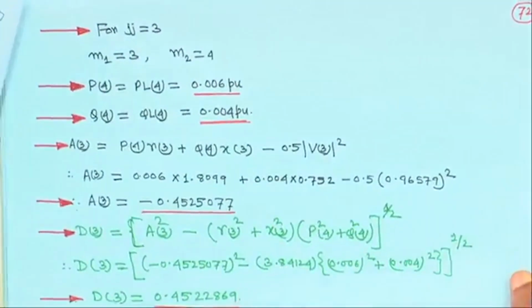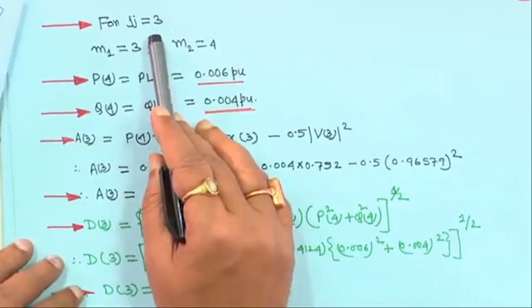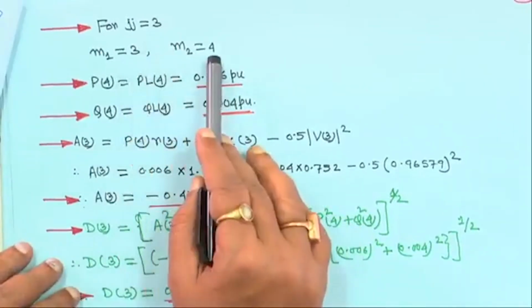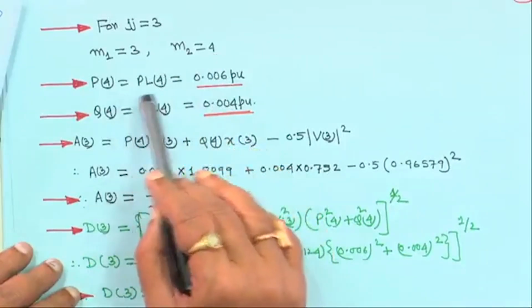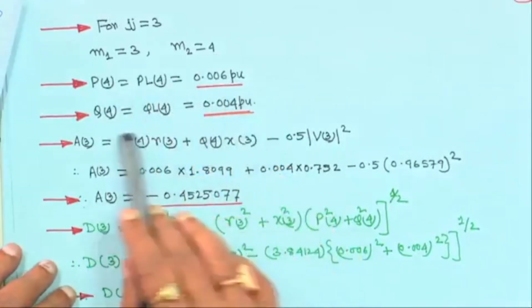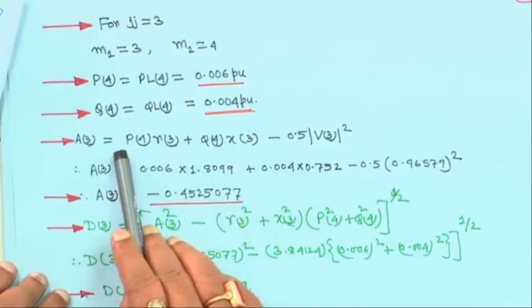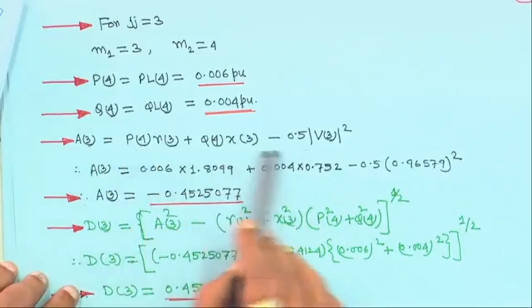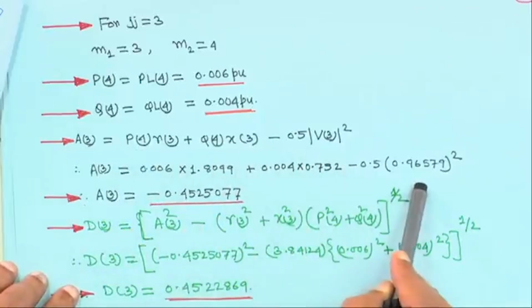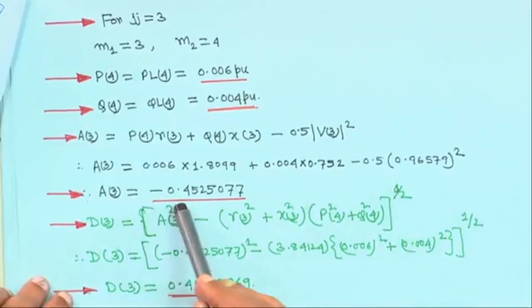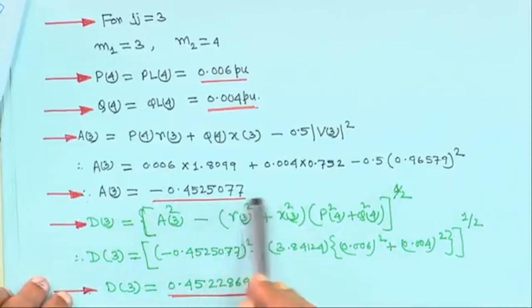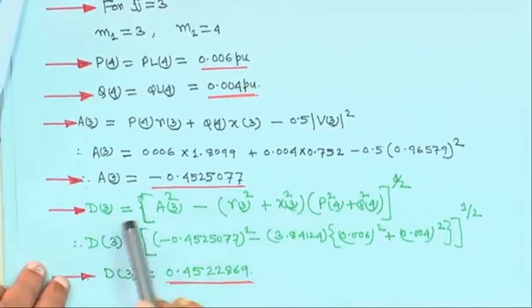Similarly, for JJ equal to 3, that is branch 3, M1 is equal to 3, M2 is equal to 4, same way. So, PL4 is equal to 0.066 per unit, and QL4 is equal to 0.00 per unit. So, calculate A3 now for the same expression for AJJ. You put all these values, right. Then you will get A3 is equal to minus 0.4525077. Similarly, from the expression of DJJ, after substituting all these values, you will get D3 as 0.4522869, right.